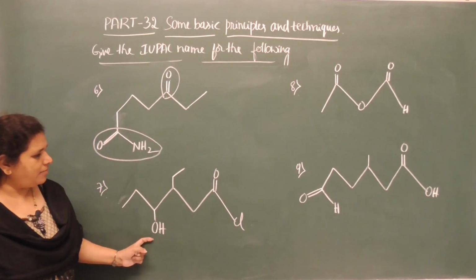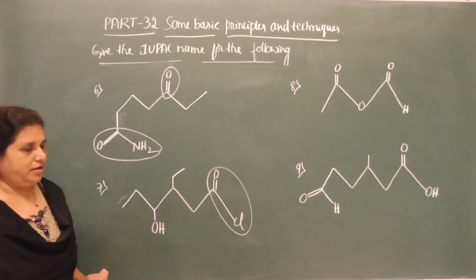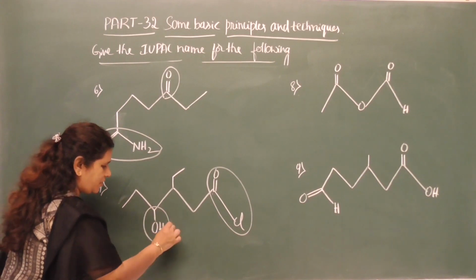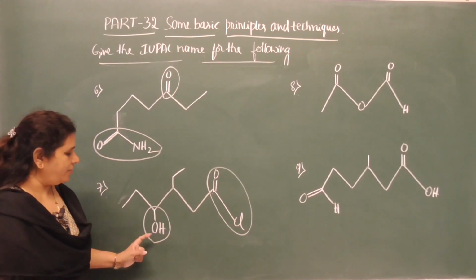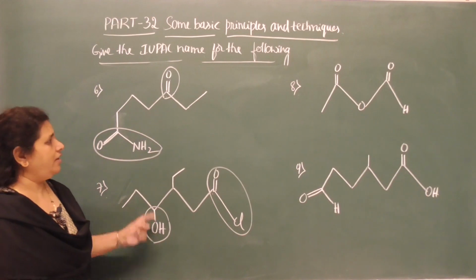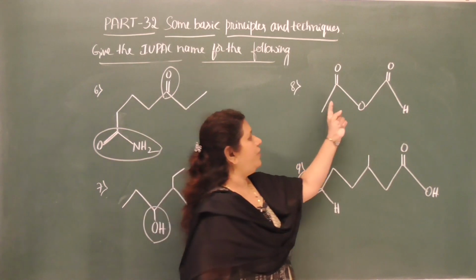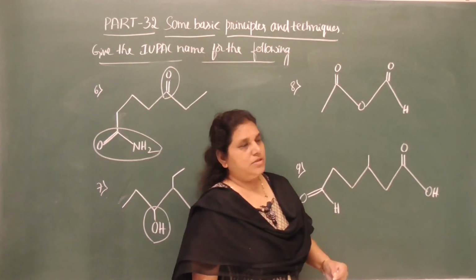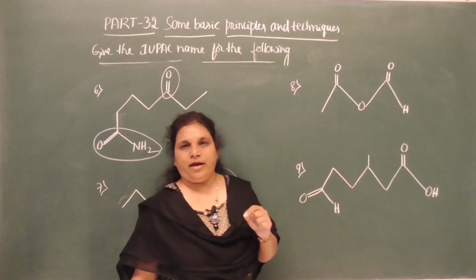And in this compound we have an acid chloride as a functional group, and the alcohol is a functional group too, and we need to give the preference to the acid chloride and treat OH as a secondary functional group or as a substituent, and the ketone group as a substituent. And here we have C double bond O, C double bond O. So try to recall the nature of the functional group. It is nothing but an anhydride.